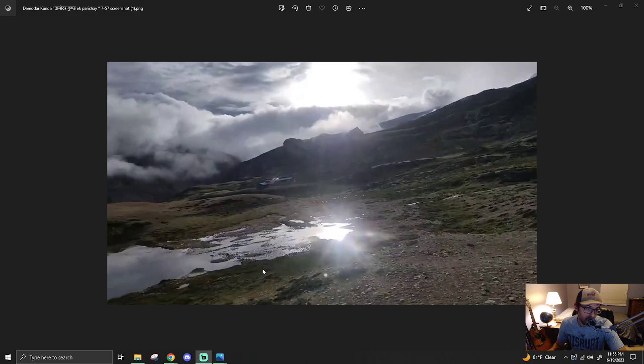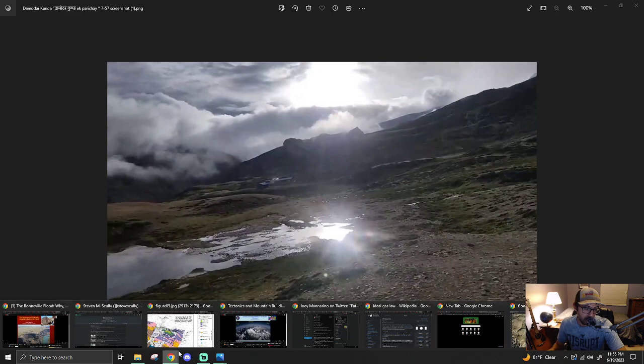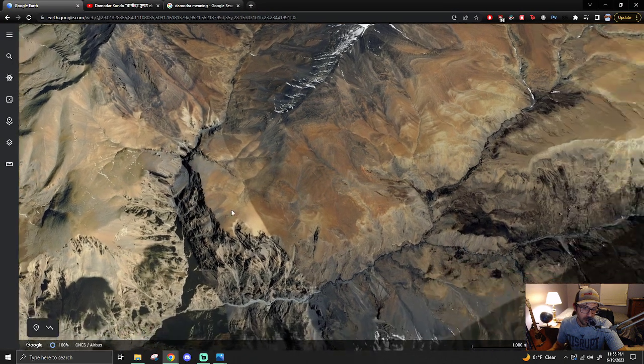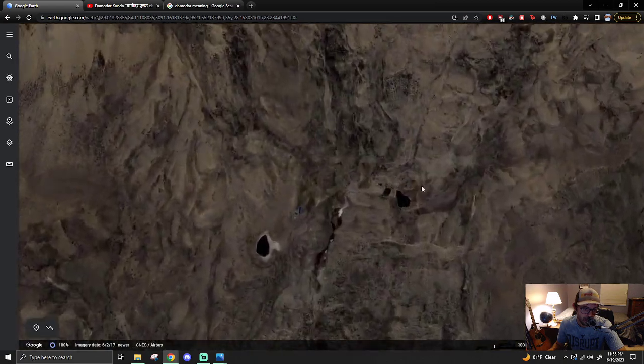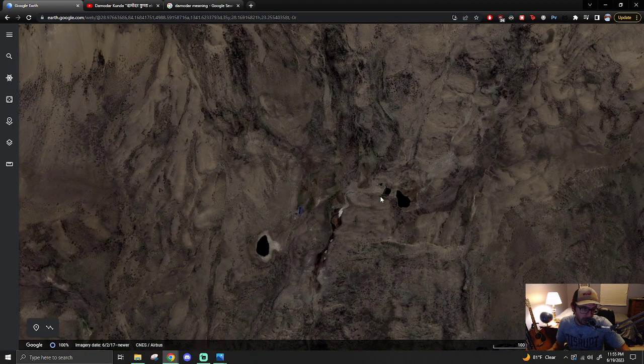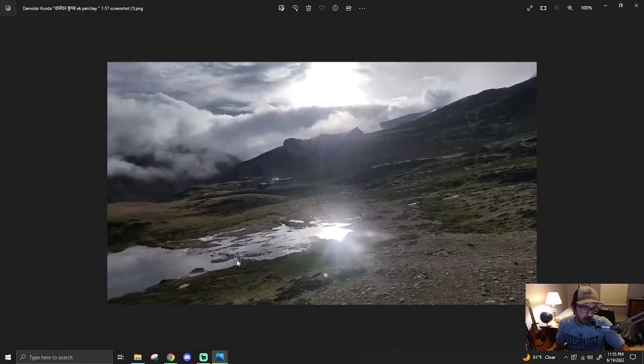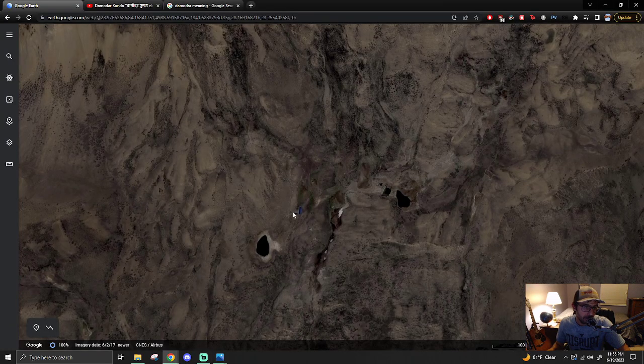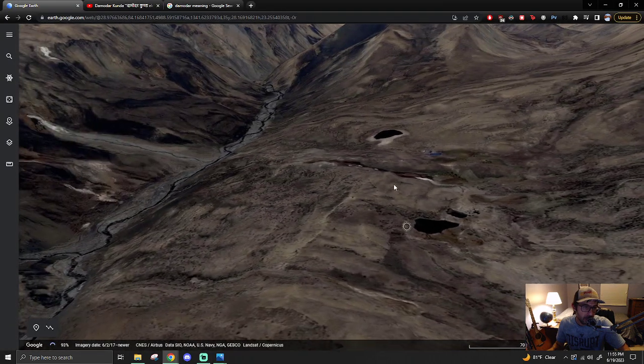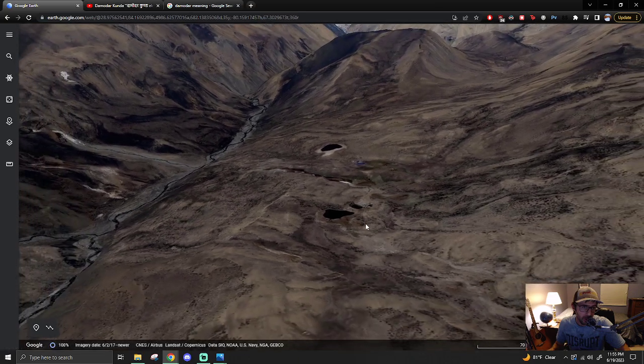Which is much more like the angle the water flowed. The water flowed down here, across the lakes. That lake is this lake, not this lake. It's this one that we're looking at here. Looking over this way.